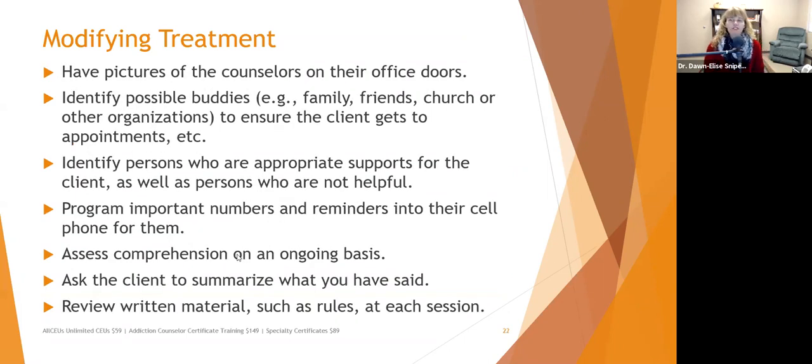Have pictures of the counselors' offices on their doors. If you have a lot of counselors in your work, especially if you're working in a residential or a day treatment setting, that helps clients remember and get oriented to where they are.